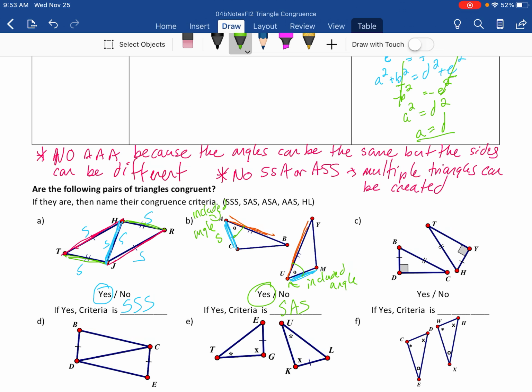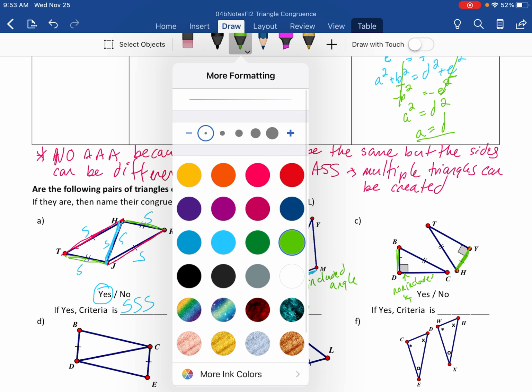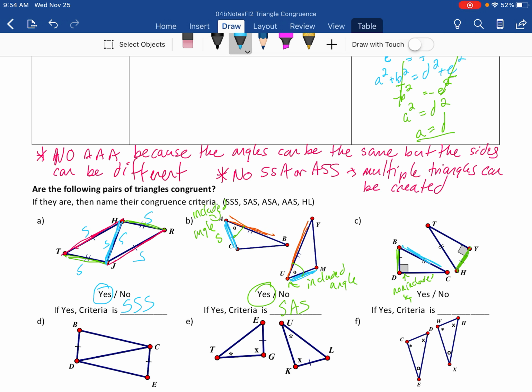For these, I'm looking at right triangles, and there's something very specific. Because this right here would be a non-included angle, this would be two sides and a non-included angle, which wouldn't be criteria. We know that there's no SSA or ASS. But since these are right triangles, they have the Pythagorean theorem. So we have a leg congruent to a leg, and we also have a hypotenuse congruent to a hypotenuse. So this is actually going to be yes by the hypotenuse leg theorem.